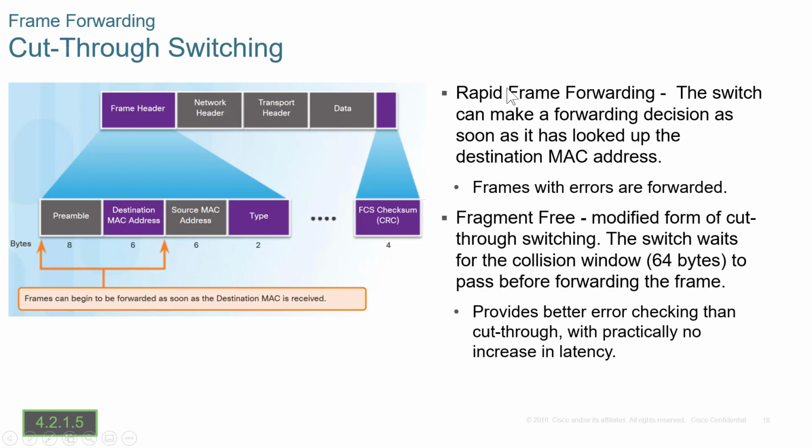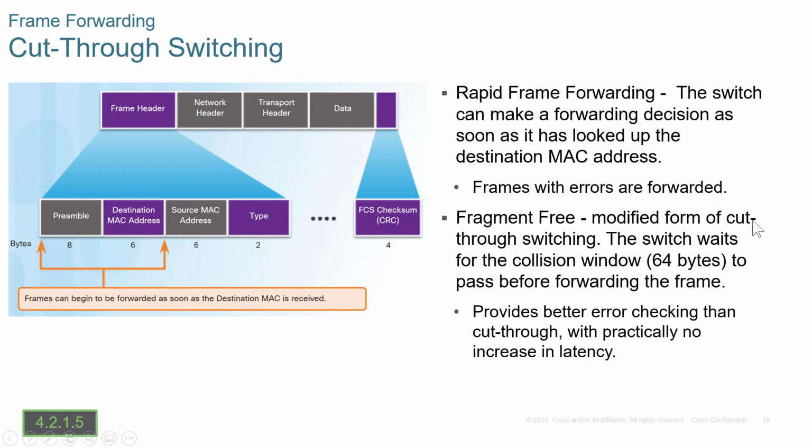Okay, this is cut through, rapid frame forwarding. The switch can be made to make forwarding decisions as soon as it has looked up the destination MAC address. So as soon as it has received the first 14 bytes, 8 plus 6 is 14, it has the destination MAC address, and it can decide where to send that frame and be sending the first part of the frame out as it is receiving the rest of the frame. It can send it out immediately.